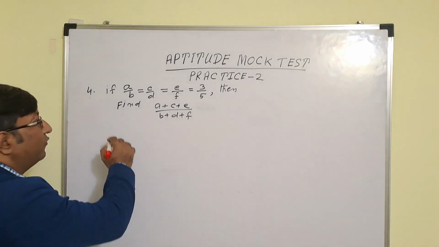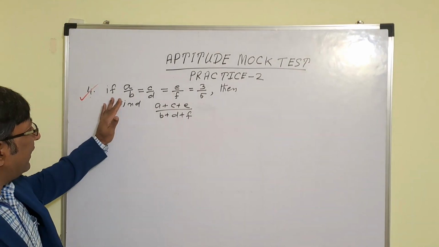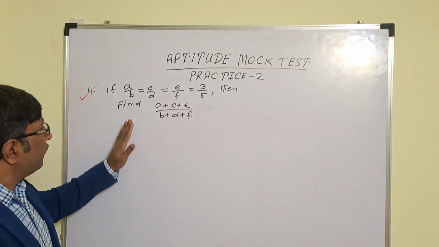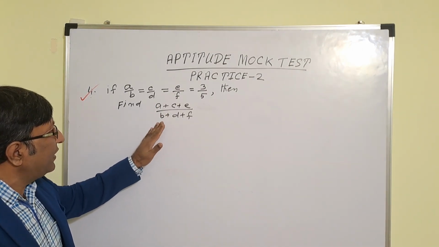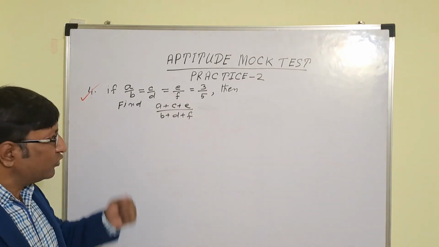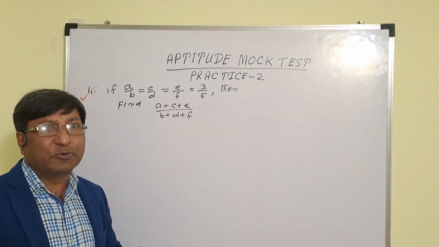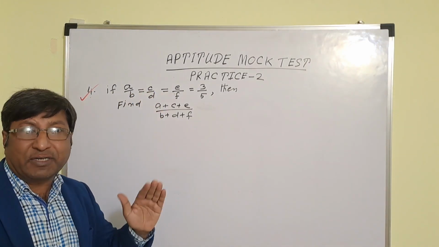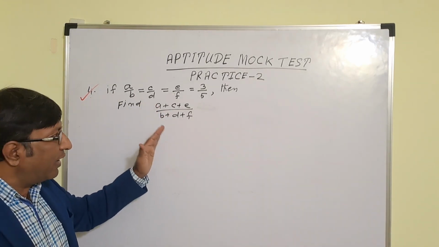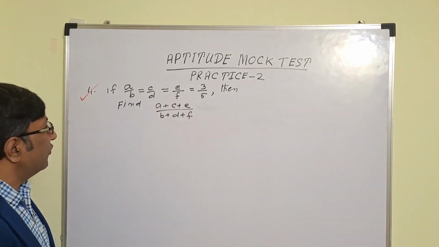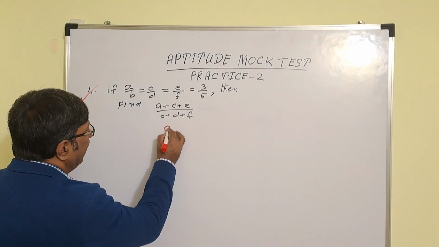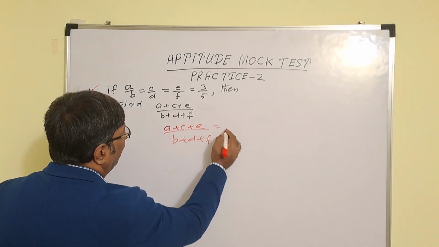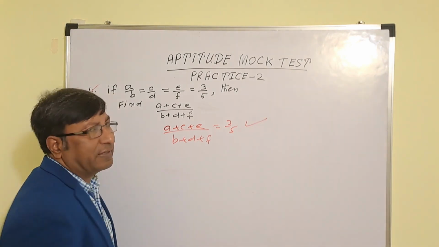Now see question number 4. The fourth question is what? If A by B equal to C by D equal to E by F equal to 3 by 5, then find A plus C plus E upon B plus D plus F. For this type of question also, we can solve without the use of pen and paper. How? So you see the trick. A by B, C by D, E by F, if all ratios are the same, then the sum of the numerators divided by the sum of the denominators will be the same ratio. So our correct answer will be what? A plus C plus E upon B plus D plus F equal to 3 by 5 is the correct answer.